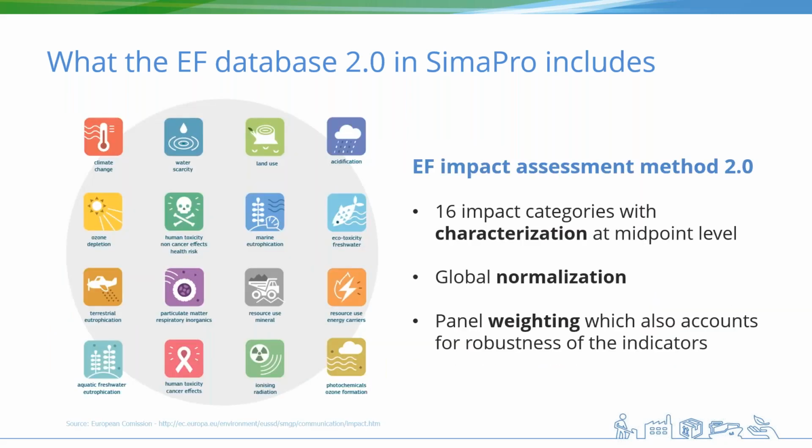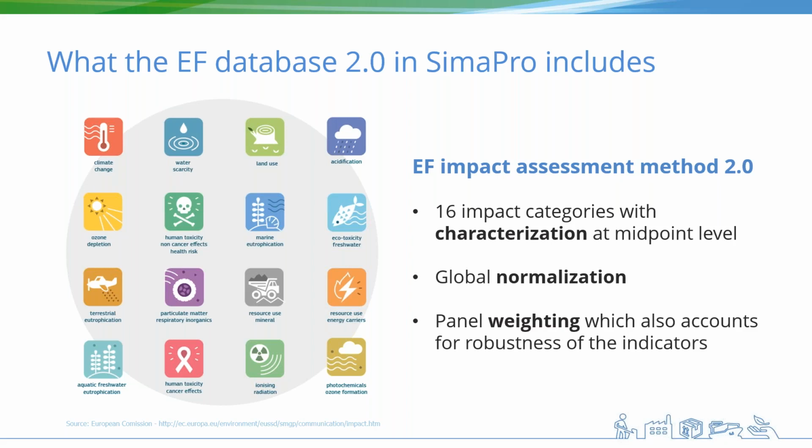Now zooming in a bit more into the method. Like I said, this is the method in version 2.0, because meanwhile the Commission also released version 3.0, and that will be the version used during the transition phase. But for those who aim for compliance with approved PEFCRs and OEFSRs, you must still use the EF 2.0 version of the method. And this includes 16 impact categories.